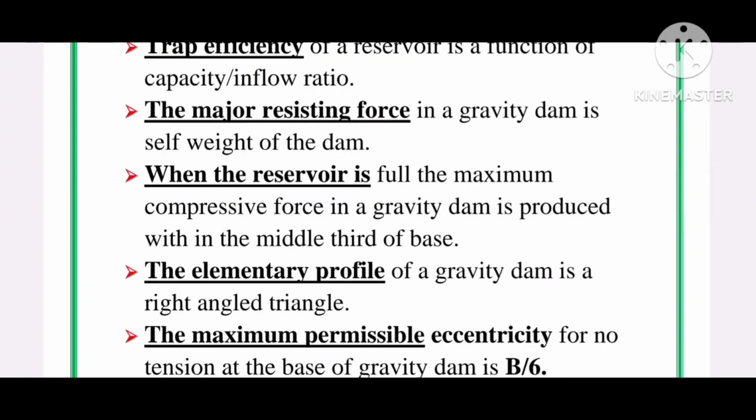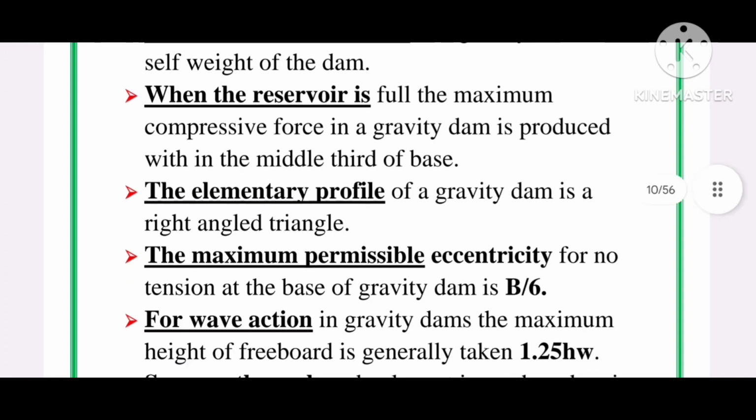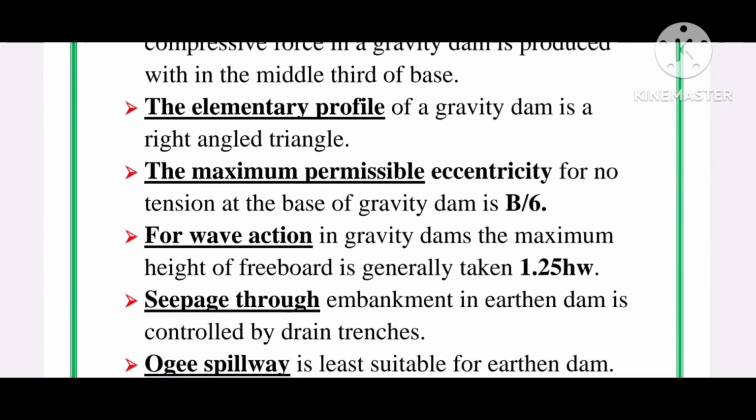Next, the elementary profile of a gravity dam is a right angle triangle. Next, the maximum permissible eccentricity for no tension at the base of a gravity dam is B by 6. Next, for wave action in gravity dams, the maximum height of free board is generally taken as 1.25 HW.